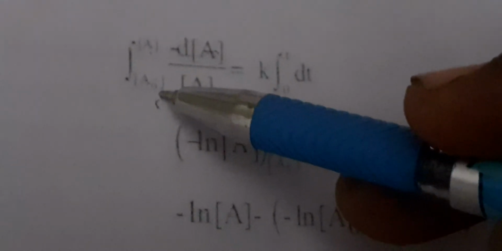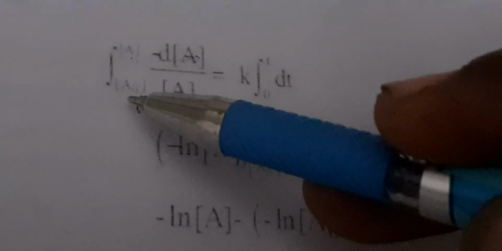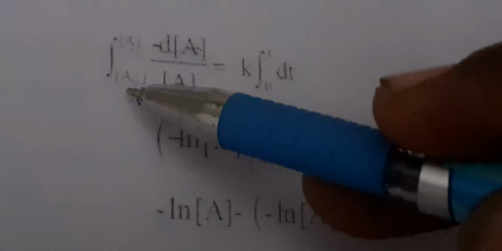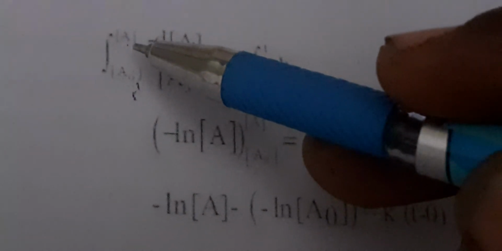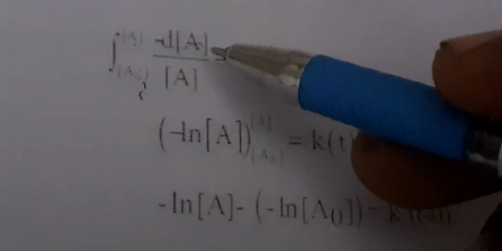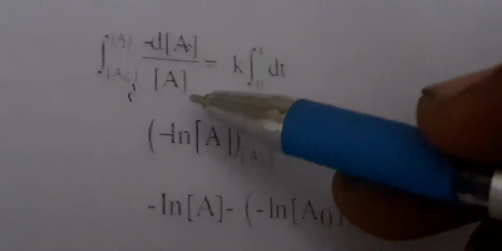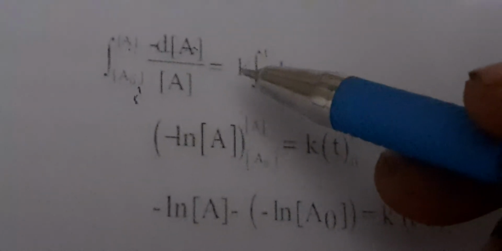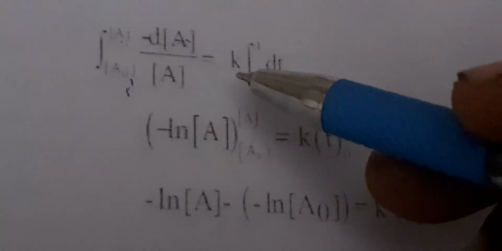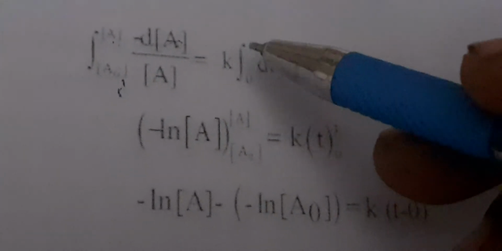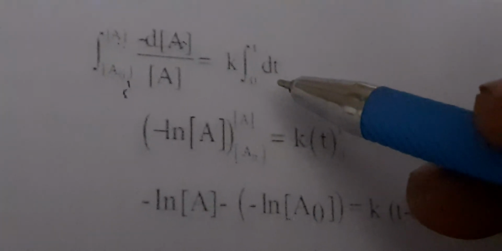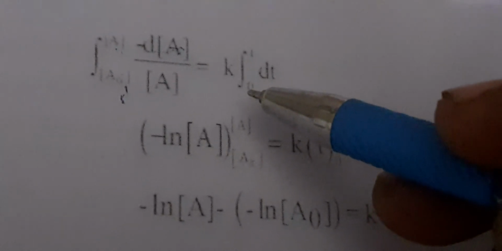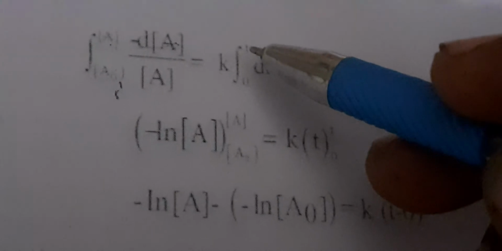On integrating the rate equation with the limits of concentration A tends to A0, initial concentration, then final concentration A tends to A, write the integration sign. The initial concentration is taken as the lower limit and the final concentration as the upper limit: minus dA by concentration A is equal to K, the constant, so constant need not be integrated. Then you integrate dt with the initial time t equal to 0 and the final time t.